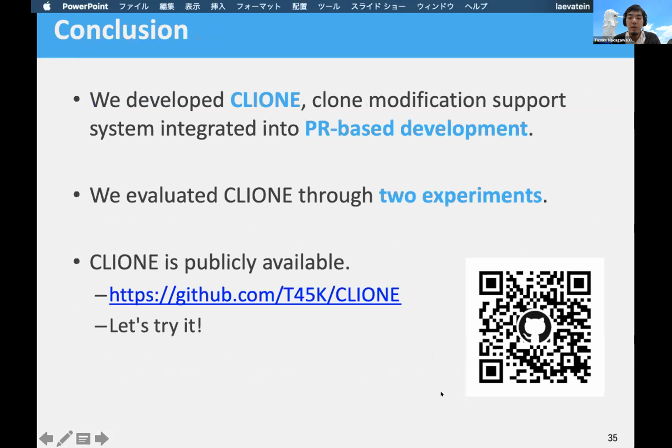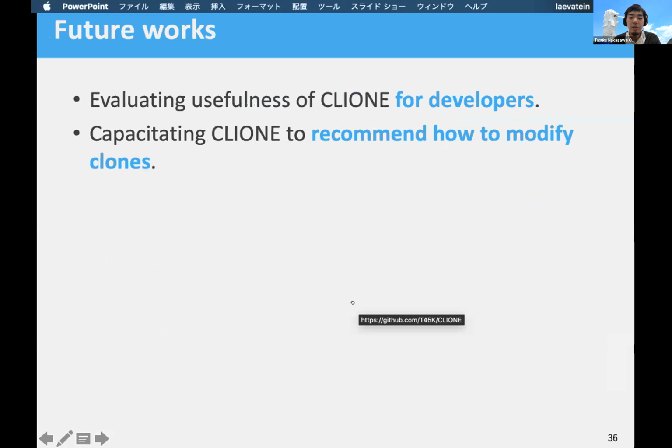Finally, I'll talk about the conclusion and future work of this study. In this study, we developed a new clone modification system, CLIONE, and we evaluated CLIONE through 2 experiments. Currently, CLIONE is publicly available from this URL. If you are interested in CLIONE, let's try it. Our future work is evaluating the usefulness of CLIONE for developers and enabling CLIONE to recommend how to modify clones. That's all. Thank you.